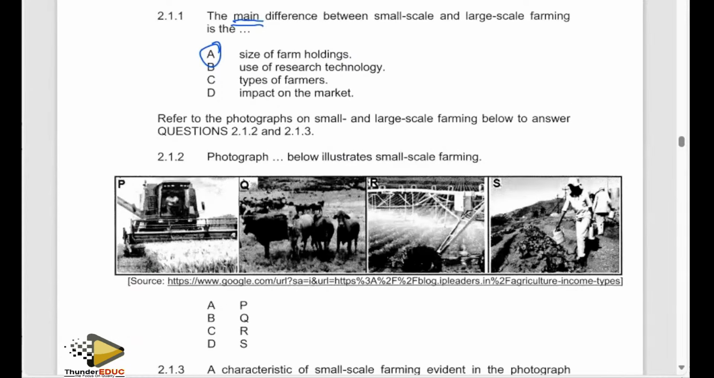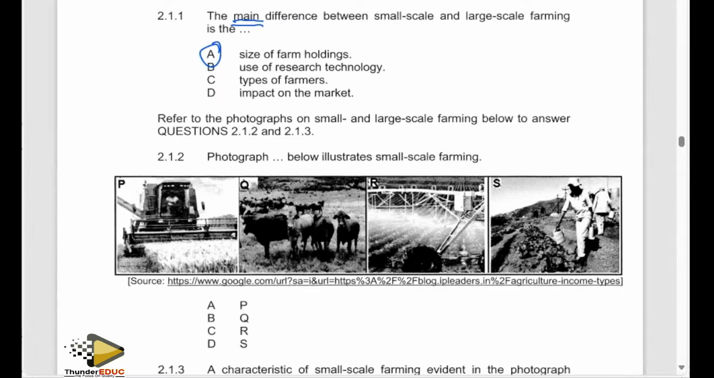In this instance, the major difference here is the size of farm holdings. That is the main difference. What differentiates small scale and large scale is the size of the farm holdings. Small scale farmers use smaller farm holdings, while large scale farmers use large holdings of land. Right, we go to the next question, 2.1.2.